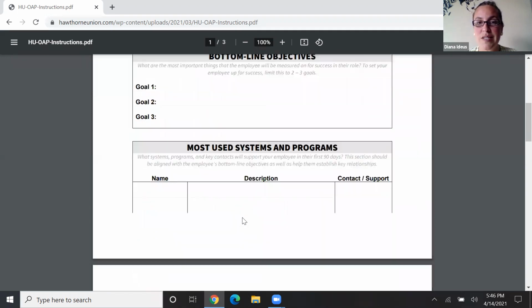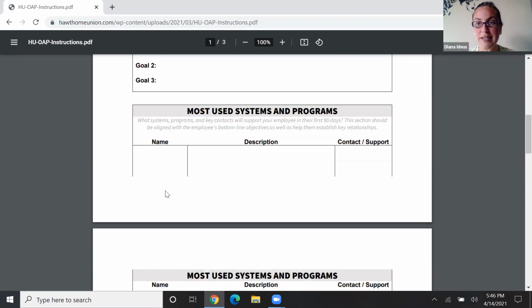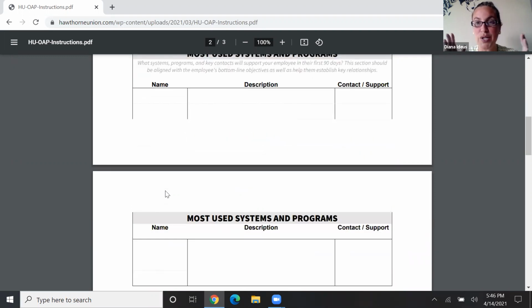Then your most used systems and programs. What paperwork do they need to fill out? Is there an HR login? Are there certain client systems? Are there certain internal systems and processes? Having these all in one place is very helpful for a new employee as you welcome them to the company.